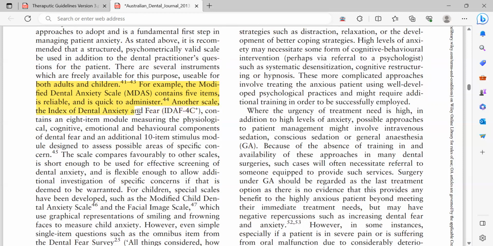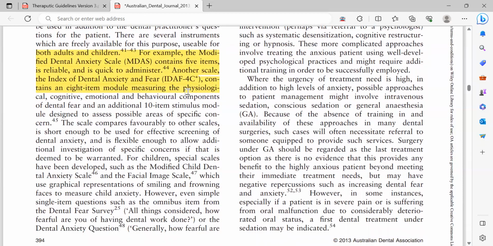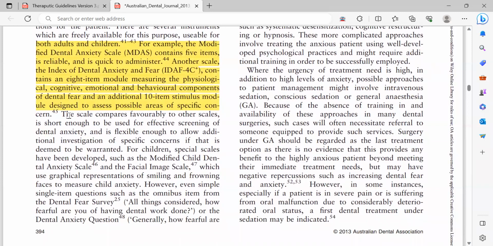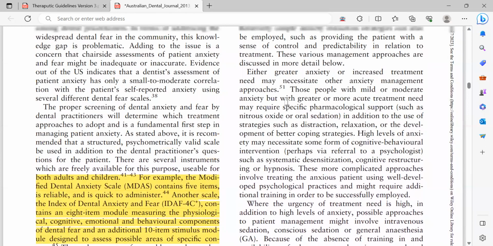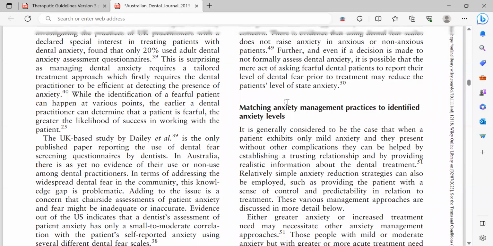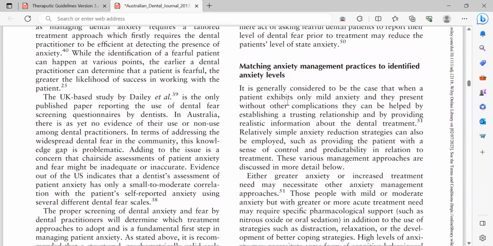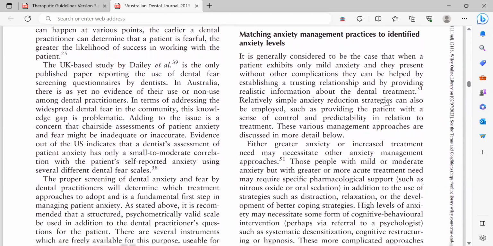Another scale is the Index of Dental Anxiety and Fear. It contains an 8 item module measuring the physiological, cognitive, emotional, and behavioral components of dental fear, and an additional 10 item stimulus module. So these are just scales that you can use to measure your patient, or you can just ask them, on a scale of 1 to 10, how fearful you are, so that you can modify your treatment accordingly.